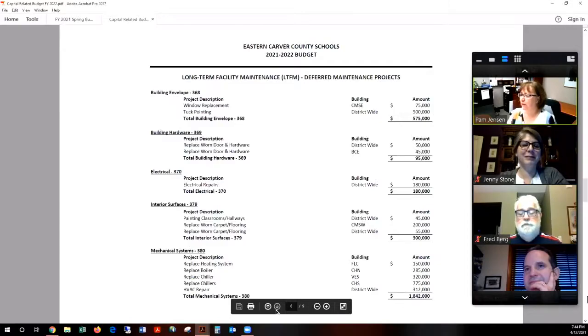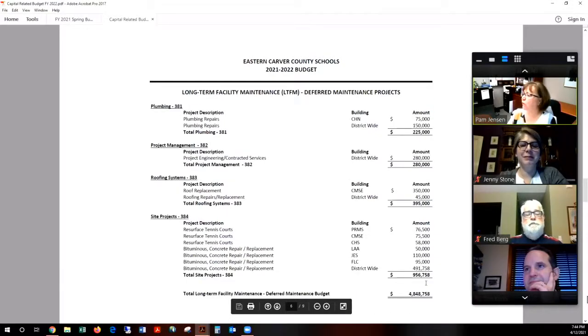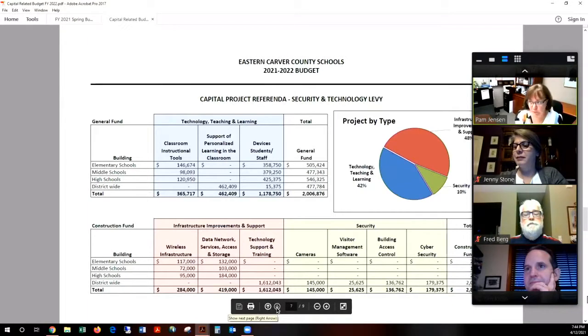Let's see. There's our total of 4.8 million. Then moving on to our capital project or security and technology levy. Again, I mentioned that we break that into the general fund and the technology fund. We're in year 2 of 10. If you remember, this was approved for 10 more years in the fall of 2019. And the Department of Education approves a 10-year plan, our technology plan.